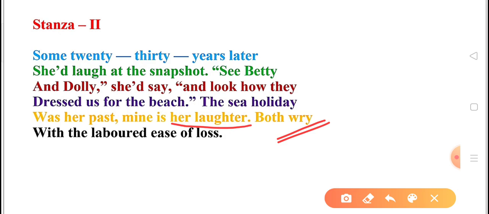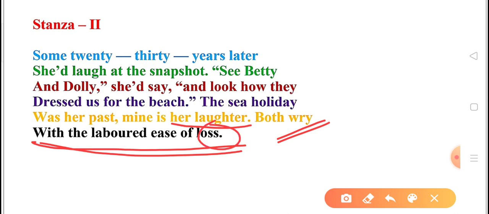Then she says, with the labored ease of loss. Beautiful line. She says that we both have suffered loss. And what is that loss? For mother, the loss is of childhood holidays, going to the sea beach and enjoying. And for the poet, the loss is the smiling face of her mother. She says we both are at loss. We have lost something in life.